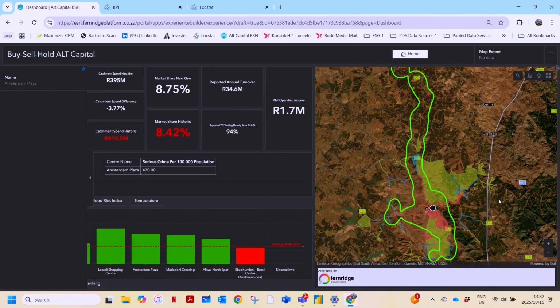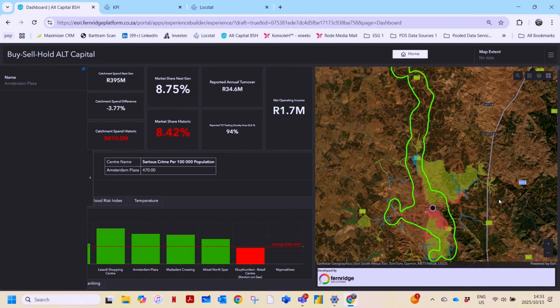And what this has allowed us to do is to move from estimated catchments to really accurate catchment areas. Catchment areas are important in a couple of respects. The first is that it allows you to determine your potential spend. And the more accurate you can get on your potential spend, the better you will be at determining whether your center is performing correctly or not.